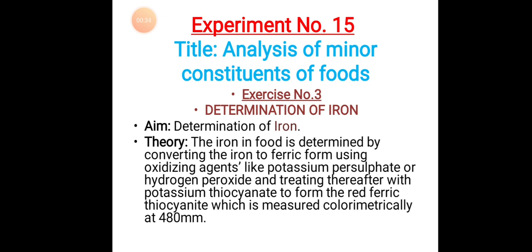Theory: the iron in foods is determined by converting the iron to ferric form using oxidizing agents like potassium persulfate or hydrogen peroxide, and treating thereafter with potassium thiocyanate to form the red ferric thiocyanate, which is measured colorimetrically at 480 nanometers.